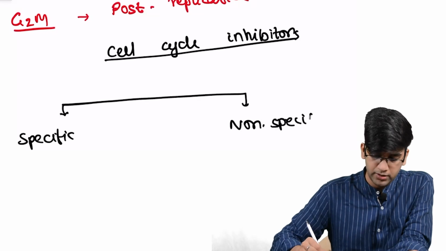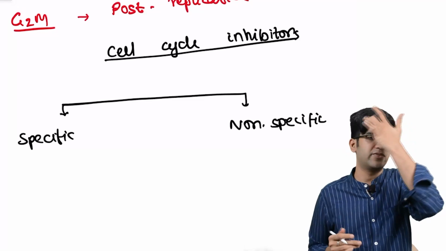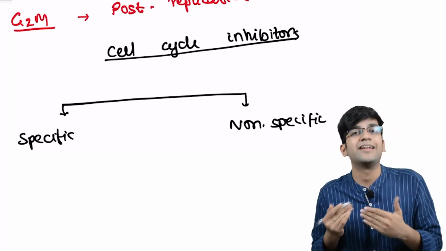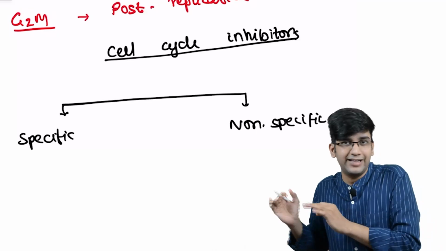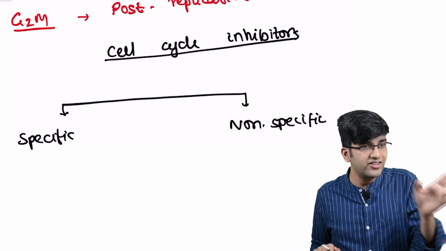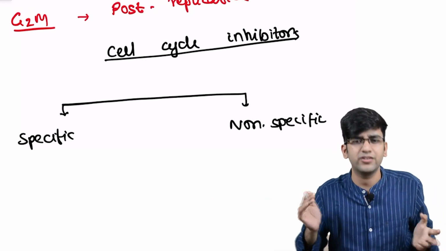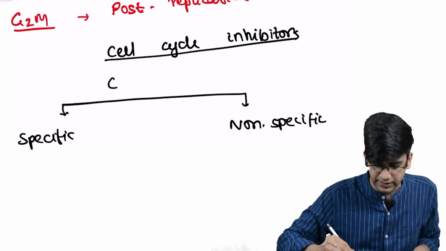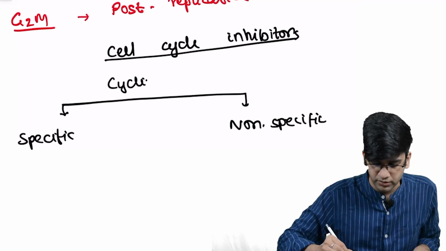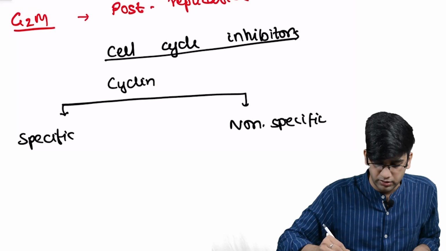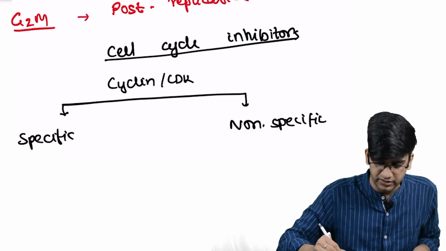Specific and non-specific cell cycle inhibitors. In other words, they are cyclin dependent kinase inhibitors. Because cyclins regulate them, so if I stop the cyclin, I will not be able to go forward. Right? Simple logic. So these are cyclin dependent kinase inhibitors.